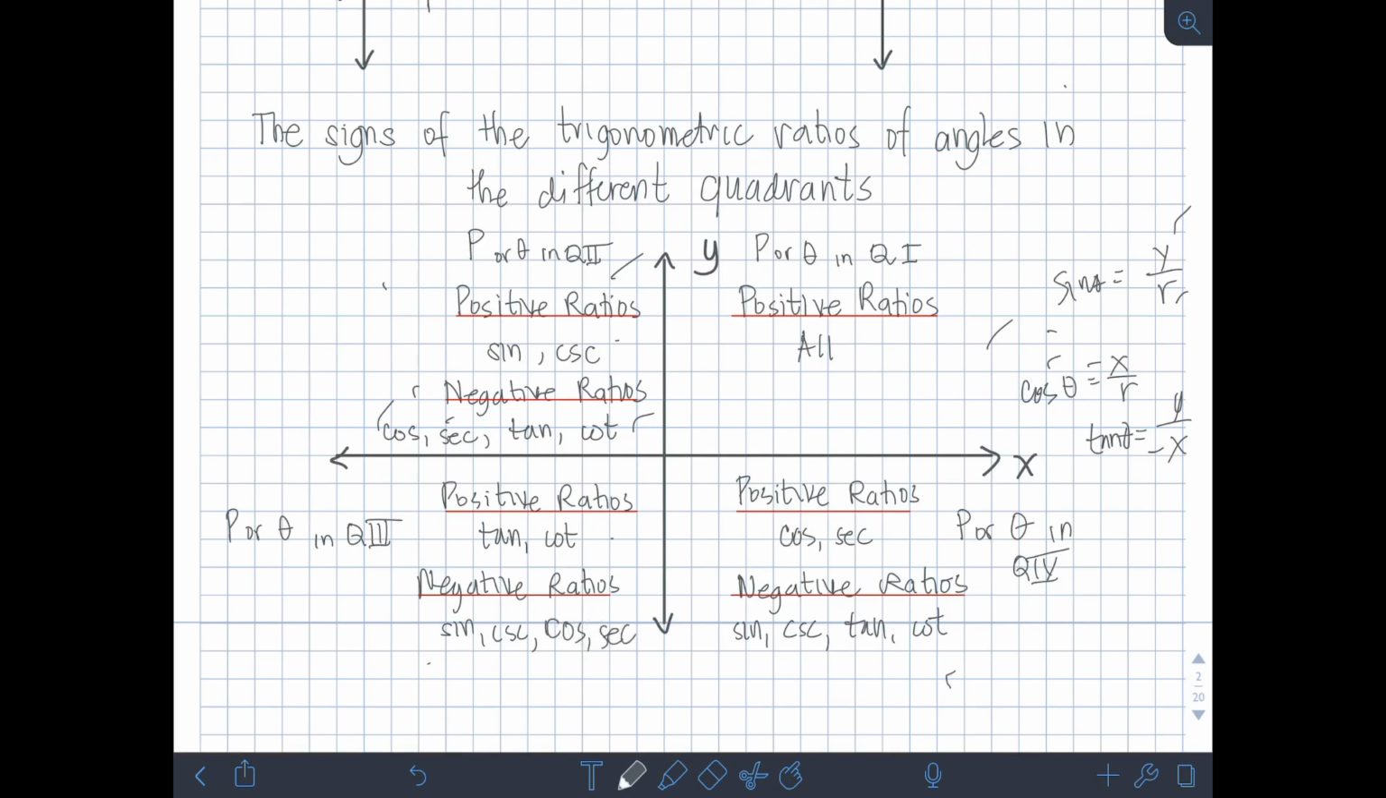Same explanation lang din dito sa quadrant 3, which is yung positive ratios natin ay tan tsaka cot theta. Yung negative ratios natin ay sin, cosecant, tsaka cos, tsaka sec theta. And then dito sa fourth quadrant, yung positive ratios natin ay cos theta tsaka sec theta. At negative ratios naman natin ay sin theta, cosecant theta, tan theta, at cot theta. So, tandaan nyo lang itong reference natin na to or pwede nyong i-analyze na lang using the definition of trigonometric ratios kung saan nakalocate yung theta in rectangular coordinate system. Yung gagamit tayo ng mga definitions na to.